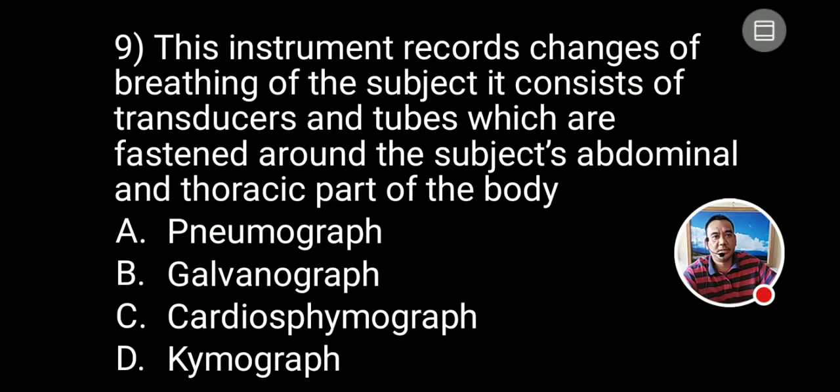Number 9. This instrument records changes of breathing of the subject. It consists of transducers and tubes which are fastened around the subject's abdominal and thoracic part of the body. Letter A, Pneumograph. Letter B, Galvanograph. Letter C, Cardiosphygmograph. Or letter D, Kymograph.